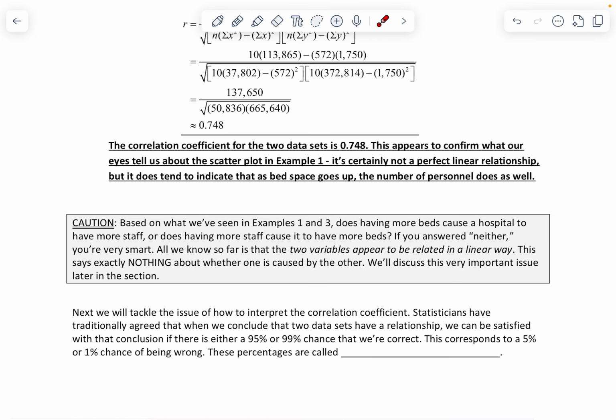Okay, so next we will tackle the issue of how to interpret the correlation coefficient. Statisticians have traditionally agreed that when we conclude that two data sets have a relationship, we can be satisfied with that conclusion if there is either a 95% or 99% chance that we're correct. This corresponds to a 5% or 1% chance of being wrong. These percentages are called significance levels.